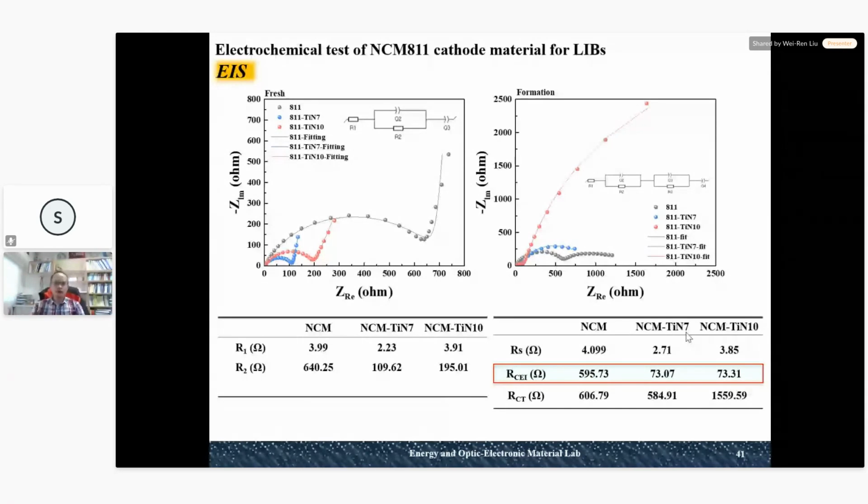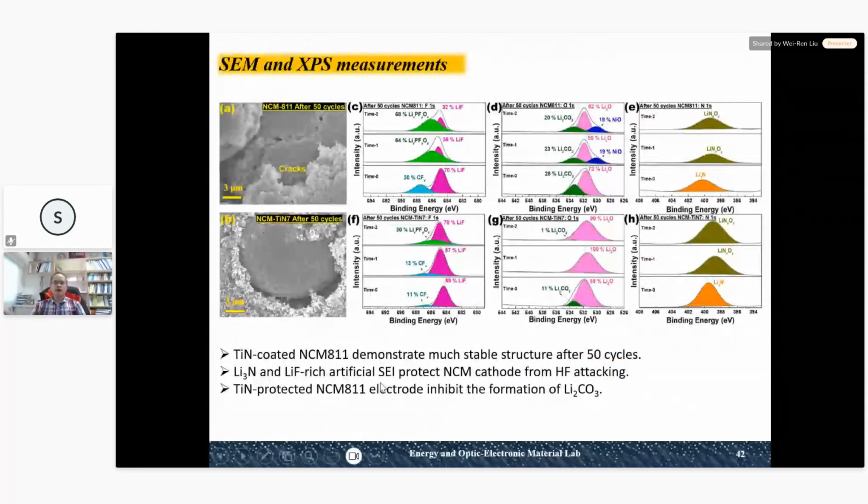Here shows the electrode after 50 cycles. You can see this one is the pristine 811. After 50 cycles, you can see some cracks on the surface. However, after the TiN coating for 7 minutes, it's still a very stable structure. The titanium nitride coated 811 demonstrates a much more stable structure even after 50 cycles.